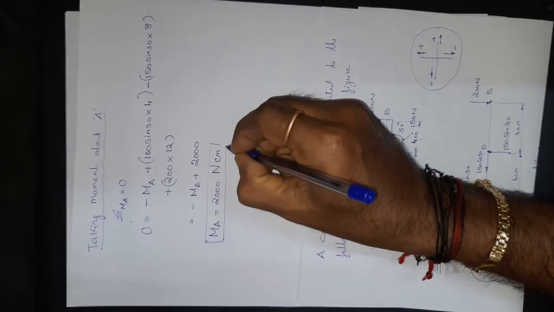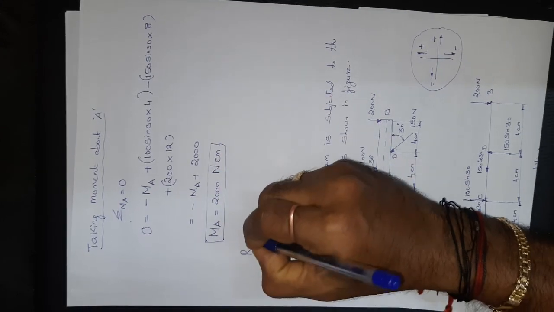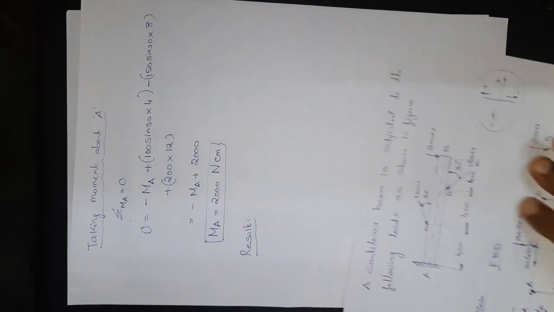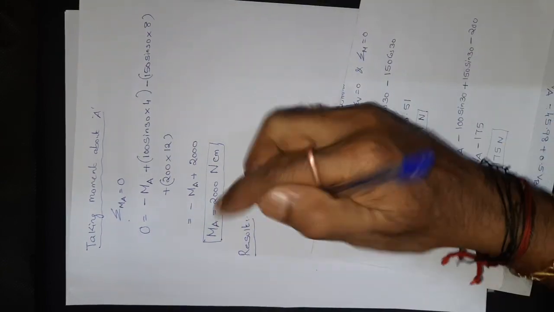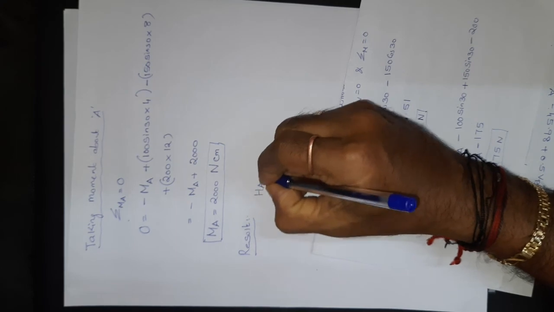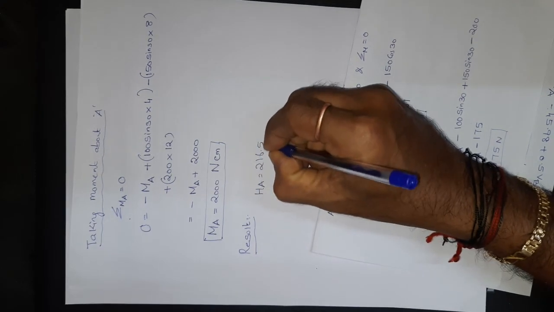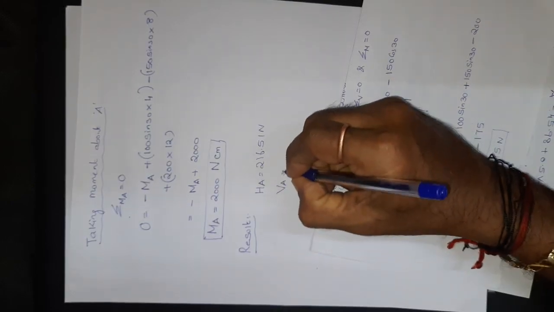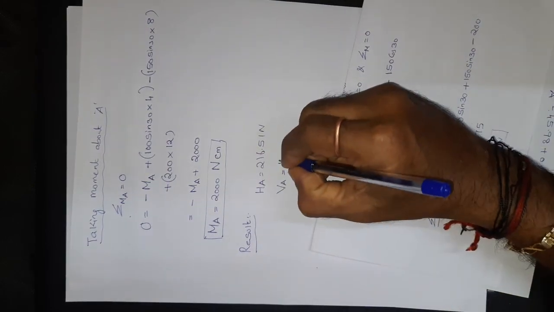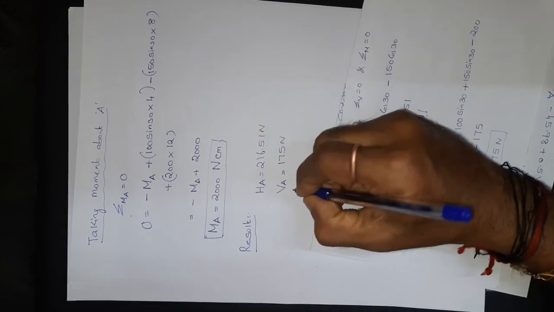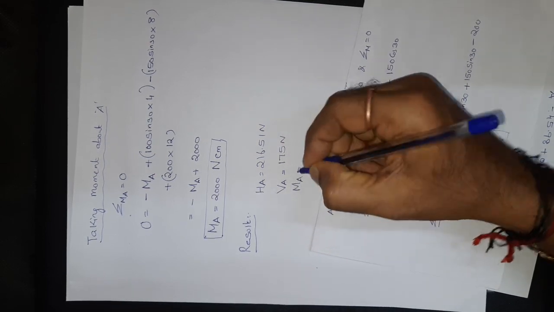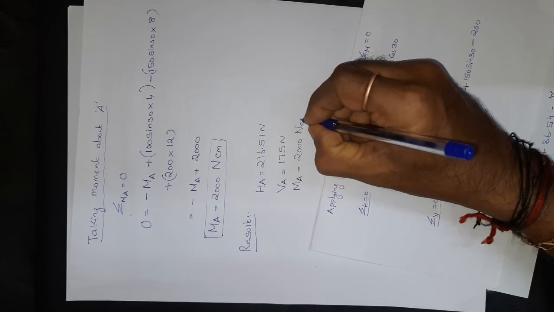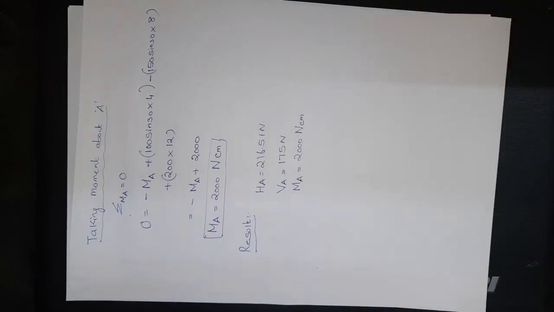Got it? So at last, now to mention the result. So HA equal to 216.51 Newton and VA equal to 175 Newton and MA, moment at A, equal to 2000 Newton centimeter, right?